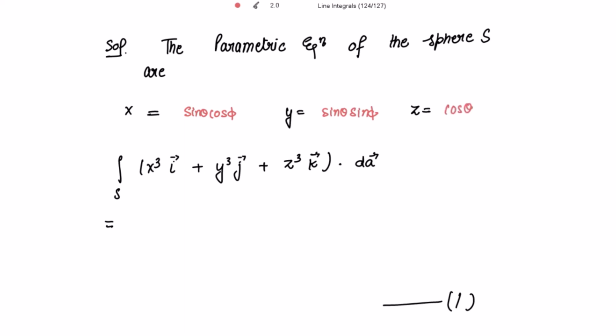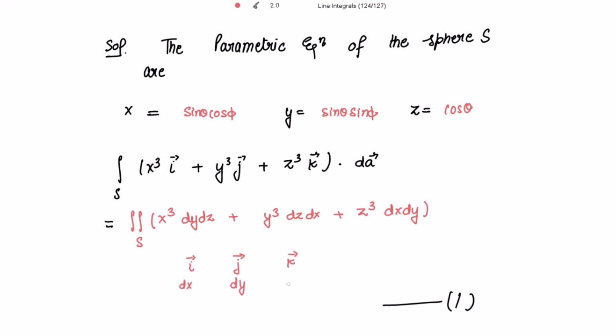And then y is equal to sin theta sin phi, and z is equal to cos theta. Writing this given surface integral to be equal to the double integral over S of x cubed dy dz plus y cubed dz dx plus z cubed dx dy. A very easy way to understand this is, this is your i vector, this is your j vector, this is your k vector. Writing here dx, dy, dz.